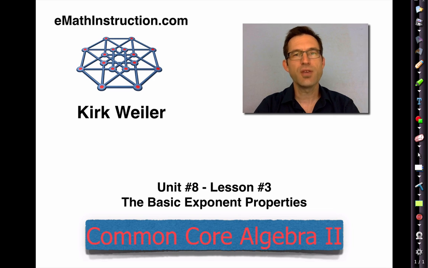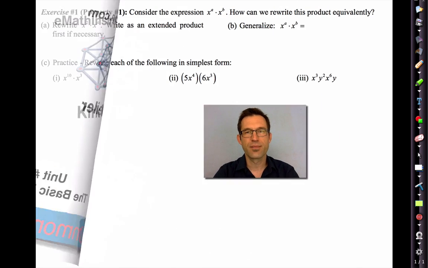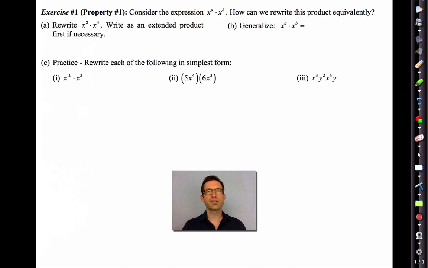All right. Each one of these should be familiar to you, but we're going to go through each one and develop it somewhat from scratch. Let's dive right in. Exercise number 1, property number 1. Consider the expression x to the a times x to the b. How can we rewrite this product equivalently? Well, letter A says rewrite x squared times x to the fourth, write as an extended product first if necessary. Pause the video now and go ahead and do that.